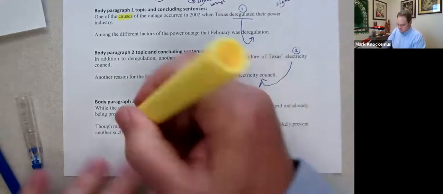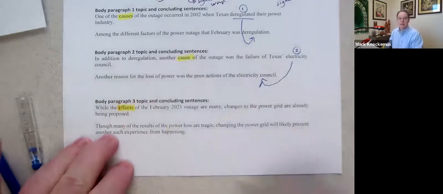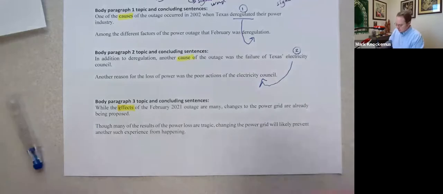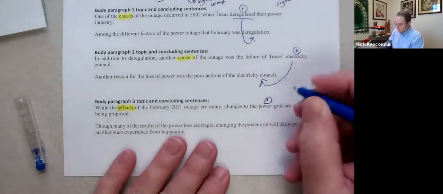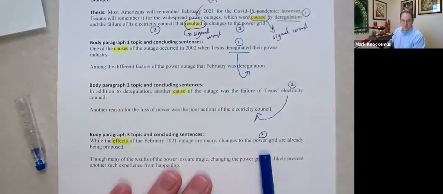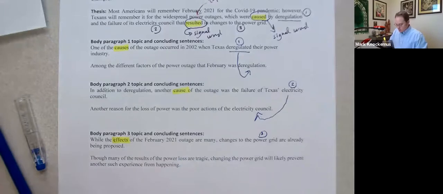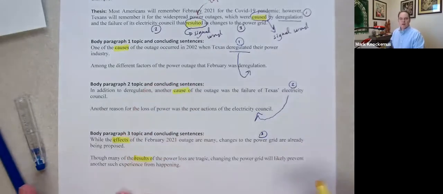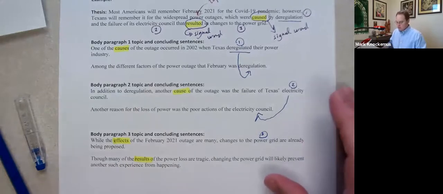While the effects, look at these signal words, of the February 2021 outage are many, changes to the power grid are already being proposed. So that's my third one there, power grid. There we go, rule of 3. Then, though many of the results of the power loss are tragic, changing the power grid will likely prevent another such experience from happening. So this is step 2.